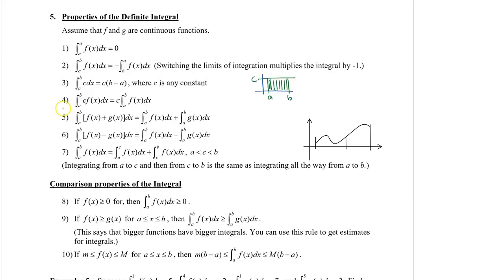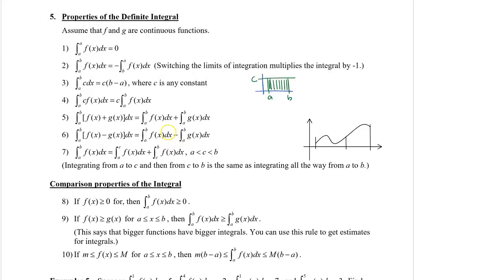The fourth property states that if I integrate a constant times a function from a to b, then I can actually remove that constant to the front of the integral, integrate the function first, and then multiply it by the constant number. Properties 5 and 6 are related. If I integrate the sum of two functions, that is the same thing as integrating each function separately and then adding them together. And that's the same as if I was subtracting. So if I integrate the difference between two functions, then I can integrate each function separately and then subtract them after.